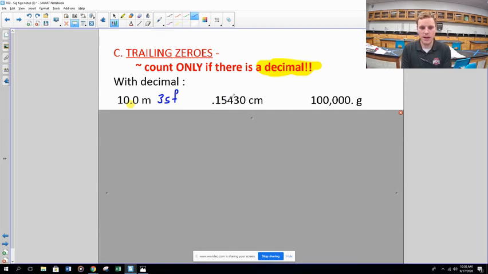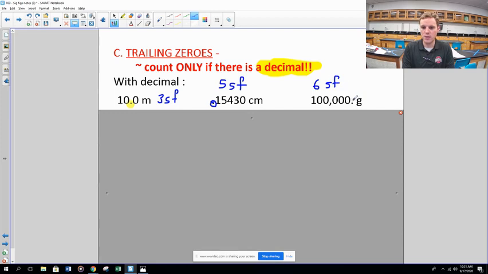So we have 0.15430. All of these values are after a decimal, but again, what matters is that there is a decimal. So there's a decimal somewhere, which makes all trailing zeros significant. So this counts as 5 significant figures in this measurement. This one over here, 100,000 grams. They put the decimal in there, so all those trailing zeros count as 6 significant figures.